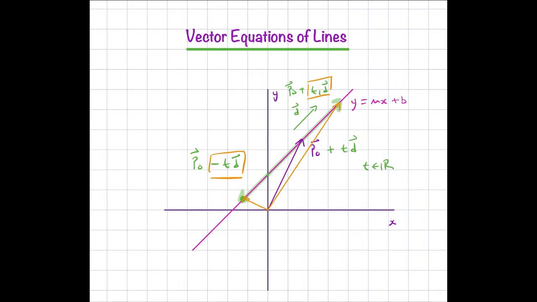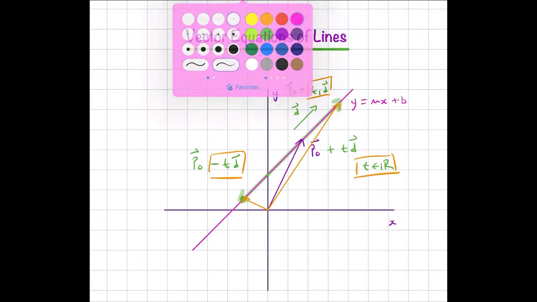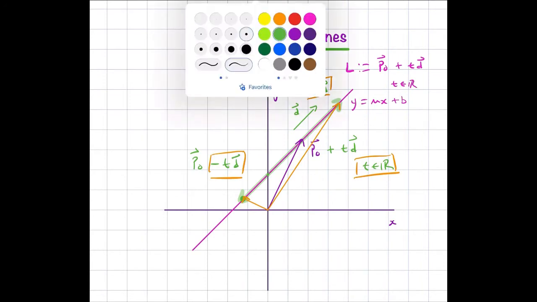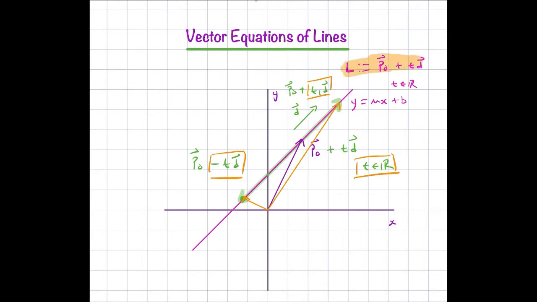And we can think about this as t varies over all of the real numbers, t is in the real numbers, tracing out this line. We say this line is L, and we use a colon and then an equal sign to say that L is defined to be equal to P0 plus t times D, where t is in the real numbers. And this is the parametric equation, or, I think most of the time, called the vector equation, because P0 and D are vectors.